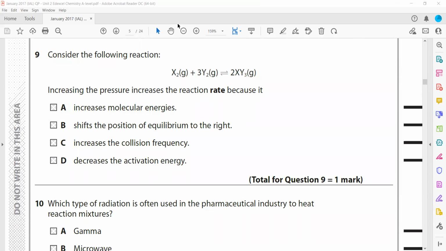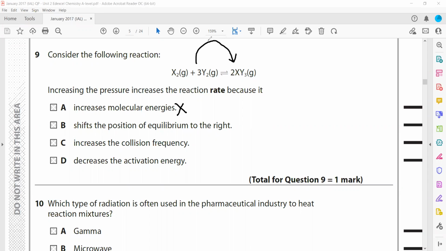In question 9, consider the following reaction: X2 plus 3Y2 gives 2XY3. Increasing the pressure increases the rate because... this is a reversible reaction, but we are increasing the pressure. Why does it increase the rate of the reaction? Increases the molecular energy: molecular energy only changes if we change the temperature. Shift the position of equilibrium towards the right: that is true, but that does not explain the rate of the reaction.